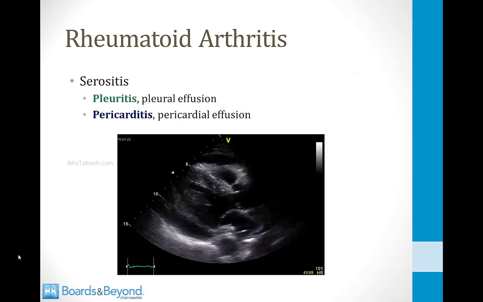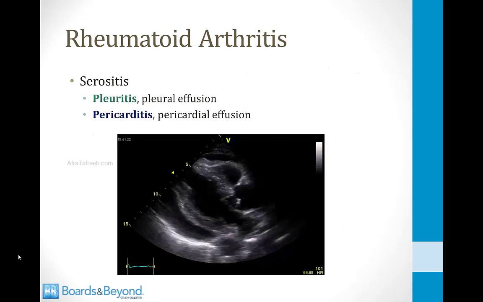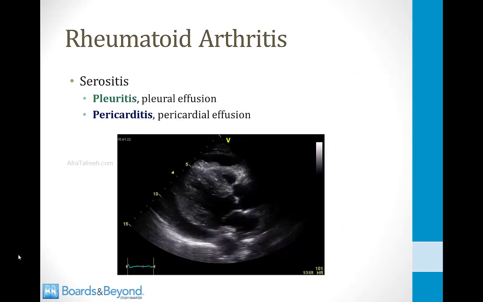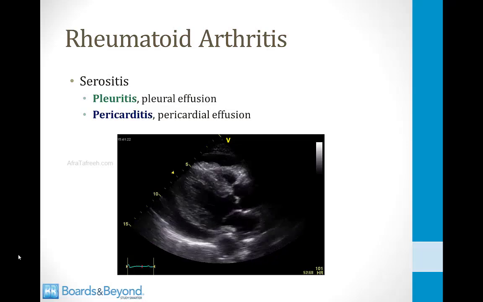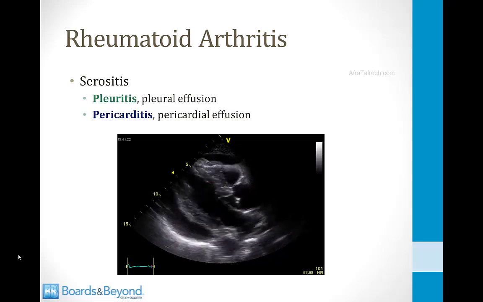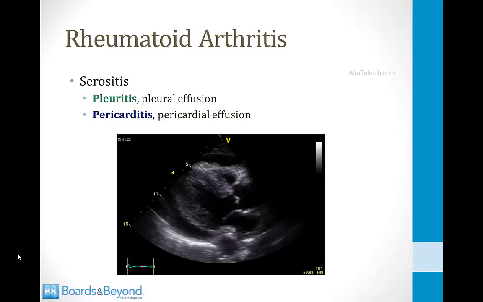Patients with rheumatoid arthritis can develop inflammation of the serosa, and that usually means inflammation of either the pleura around the lungs or the pericardium around the heart. Pleuritis presents as pain on inspiration, and it can progress to cause a pleural effusion and symptoms of a pleural effusion. In the heart, symptoms of pericarditis can develop, and these can progress to become a pericardial effusion.